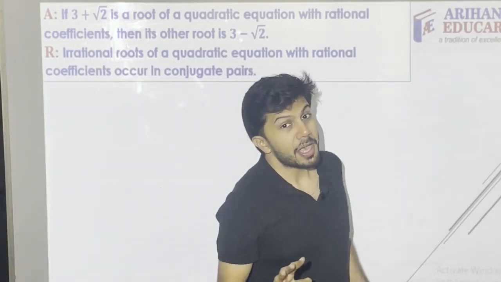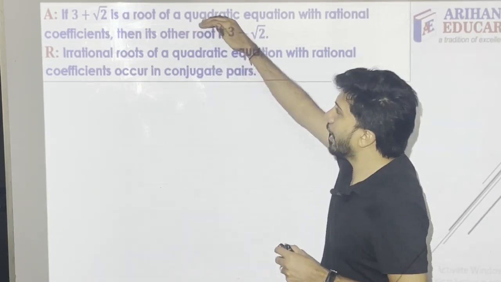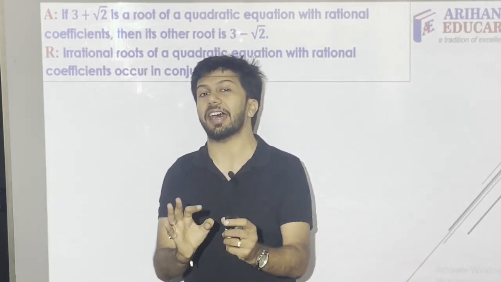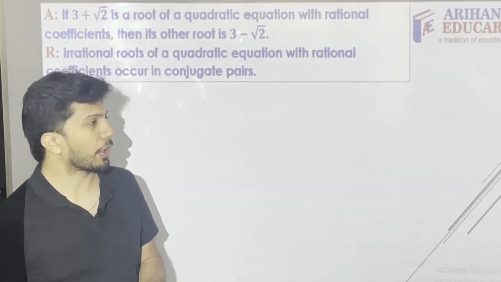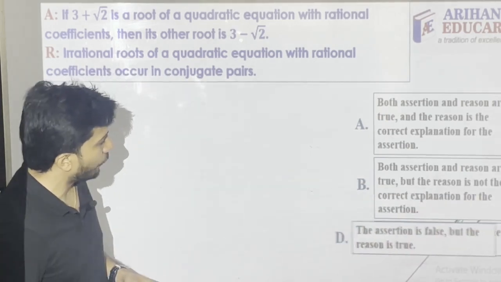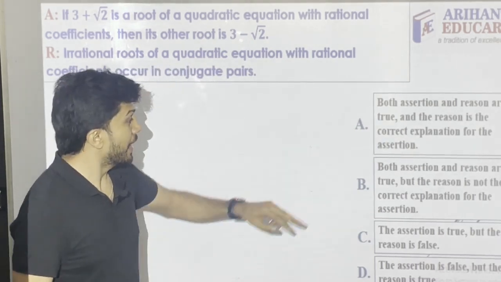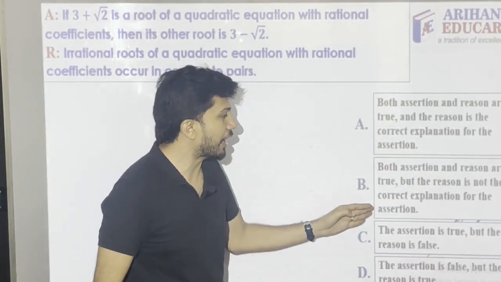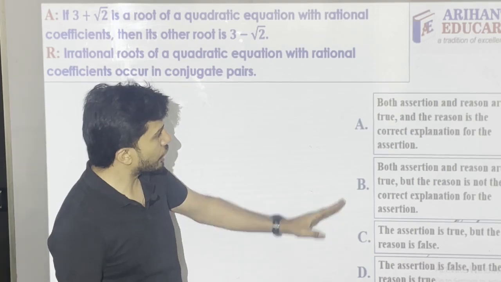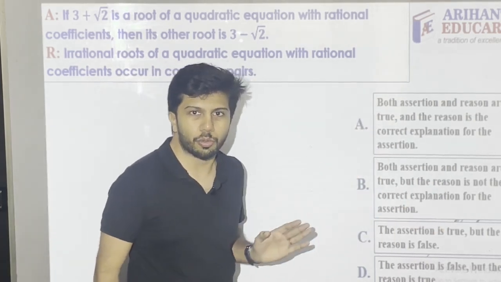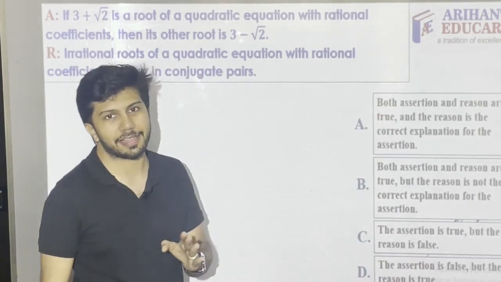So we can definitely see my A and R are strongly related. The way they have created the sentences, my A and R are strongly related. I just have to check whether they are true or not. When we look at the 4 options, the first option is both are true and the reason is the correct explanation of the assertion. The second option is that the assertion and reason are true but the reason is not the correct explanation. So this cannot be there. Now we just have to check whether it is option A, or the assertion is true but the reason is false, or the assertion is false but the reason is true. We are left with only these 3 as the options.